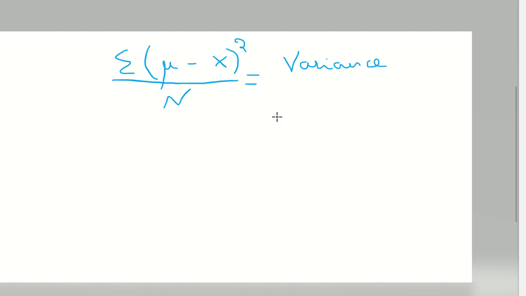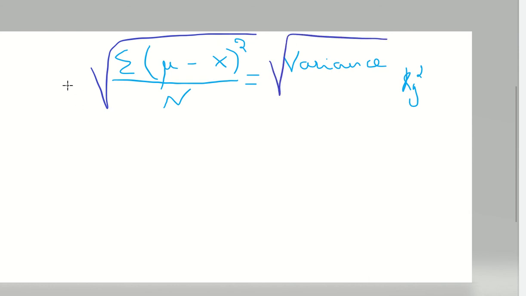The problem of the variance is that it is in squared units. So for example, if you're calculating the standard deviation of weight, the unit of the variance is going to be kilogram square, which is not easy to interpret. So to solve the problem, you're going to take the square root of the variance, and that is going to give you the standard deviation.